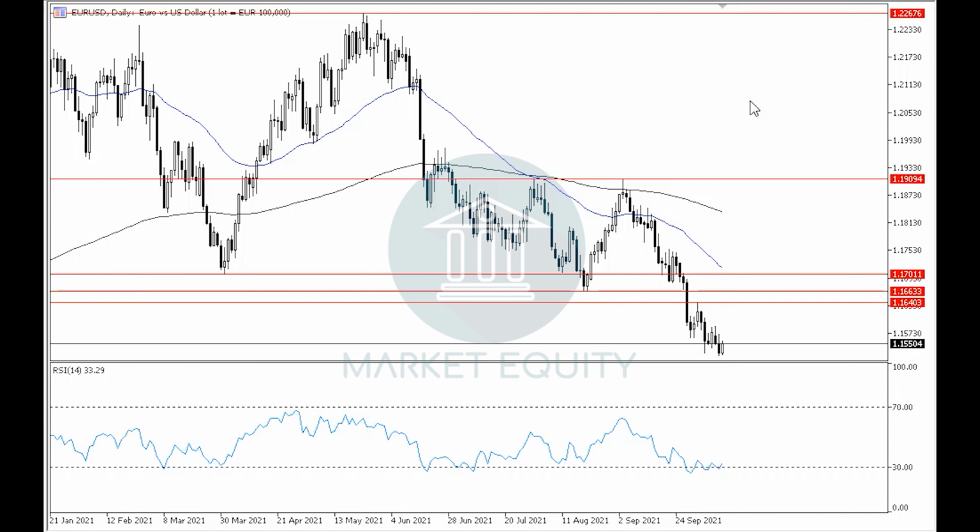to be talking about some of the important pairs and their price movement predictions for the day, which falls on Wednesday, 13th of October 2021.